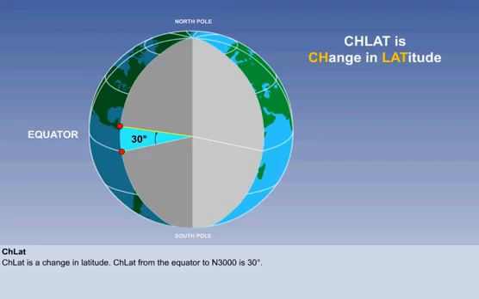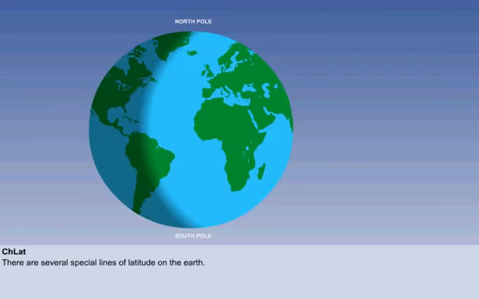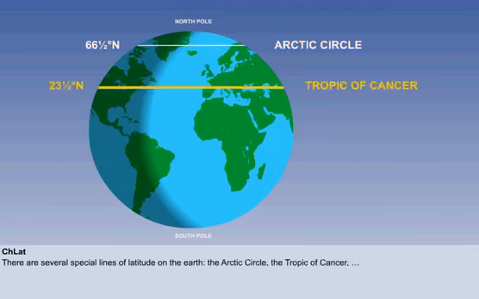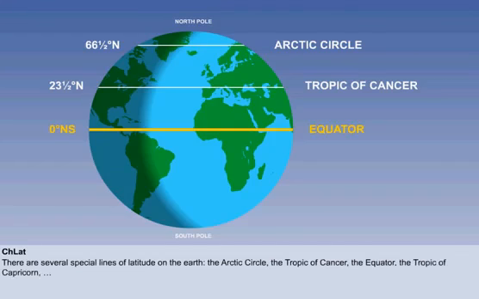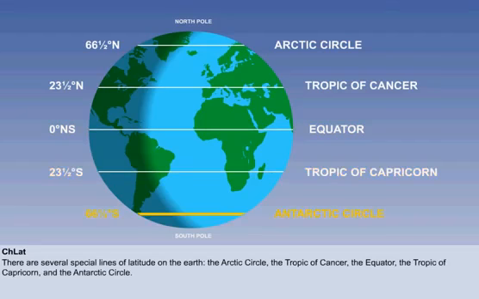Let's look at some special lines of latitude and the ChLat when moving from one to another. There are several special lines of latitude on the Earth. These are the Arctic Circle, the Tropic of Cancer, the Equator, the Tropic of Capricorn, and the Antarctic Circle. We can determine the ChLat from one to another.